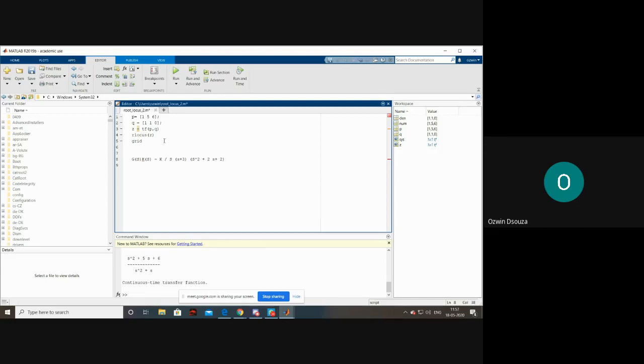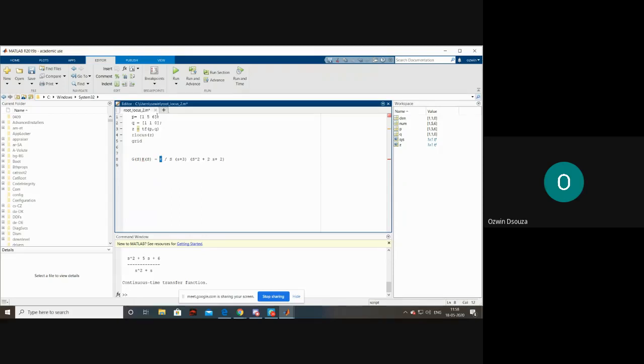This problem also we have solved in the class. This is a good problem, I would say, because so many things we can cross check: the break-in points, breakaway points, k margin, intersection with j omega axis, etc. All right, let's go ahead with the problem. Now, in the numerator, what do we have? We have k, which means we don't have any polynomial of s.